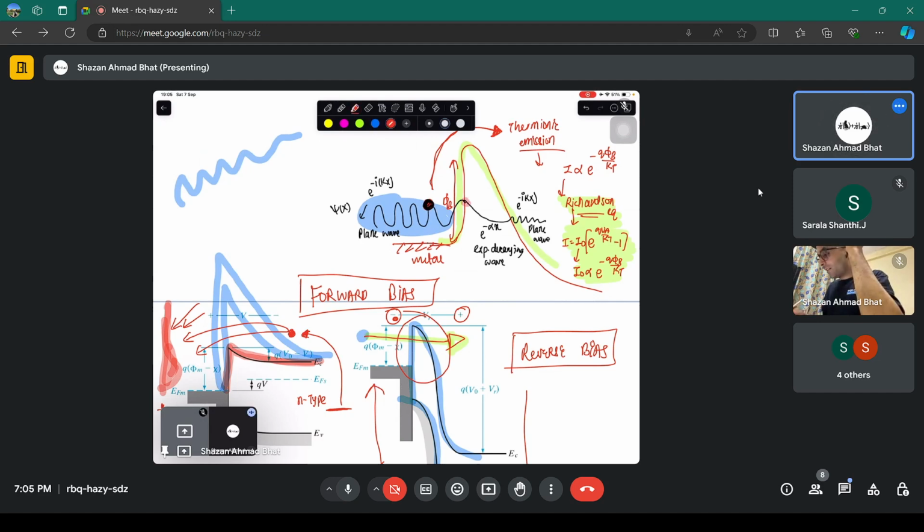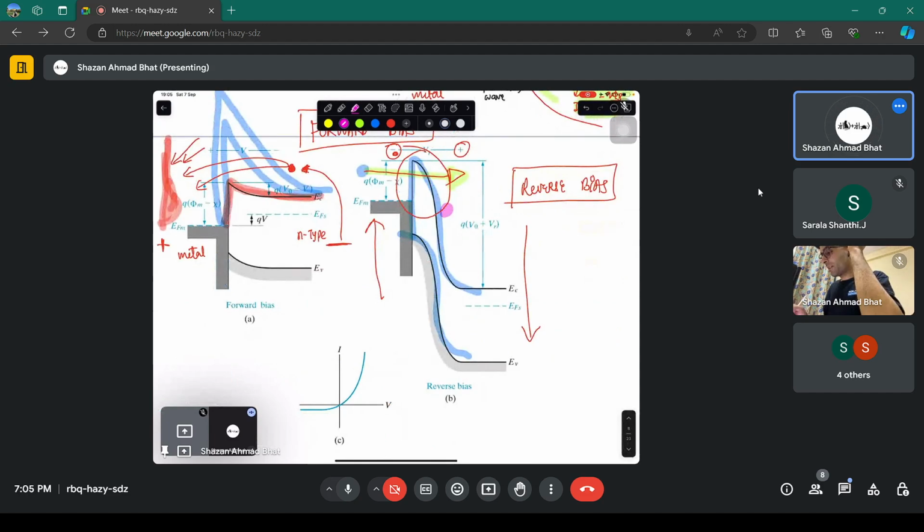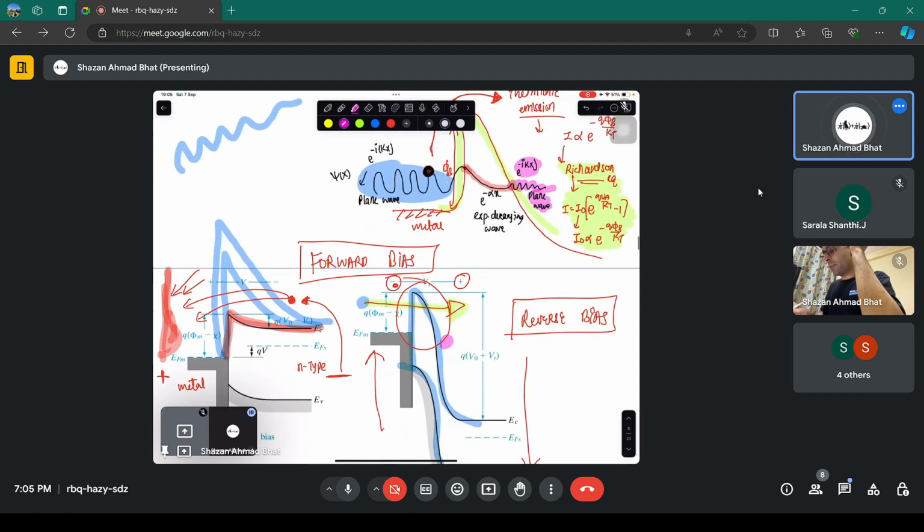Inside the barrier, when it hits the barrier, it exponentially decays the probability. And weirdly, it appears on the other side of the barrier, again as a plane wave. And electrons appear on this side. And this is all a quantum phenomenon that happens in these Schottky diodes, basically.